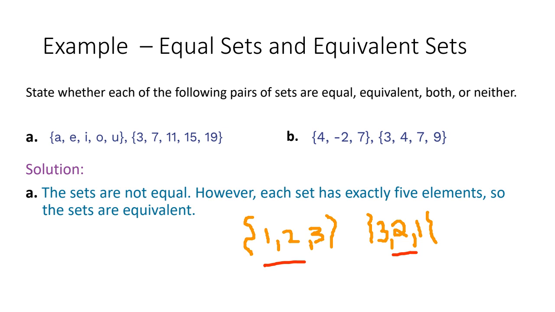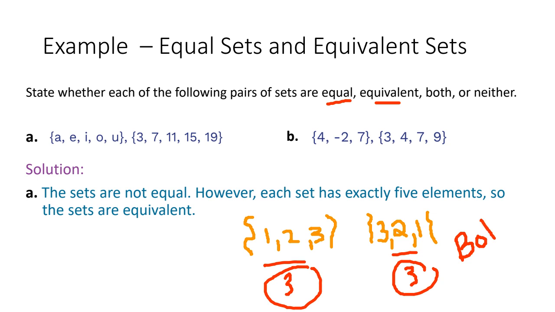So I guess I can stop, right? But no, we also have to check, are they equivalent? So this has 3 items, and this has 3 items. So they have the same cardinality. So they are going to be equivalent. So my answer here would be that they're both equal and equivalent. Okay. And that was just the explanation for that.